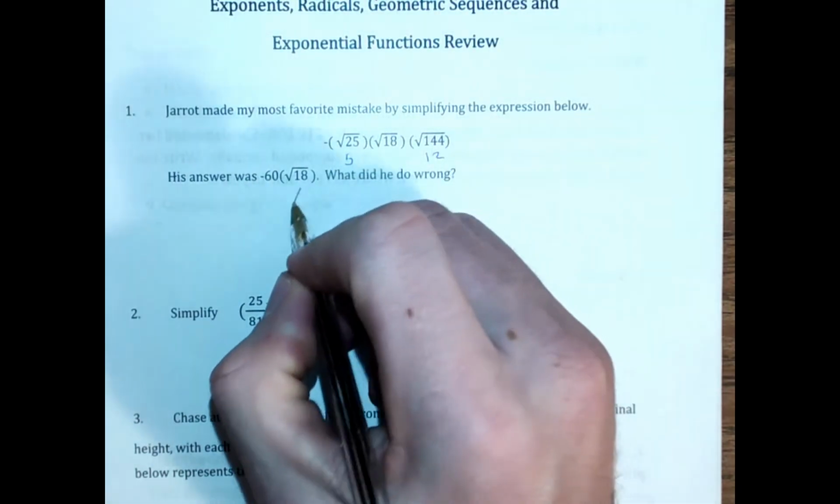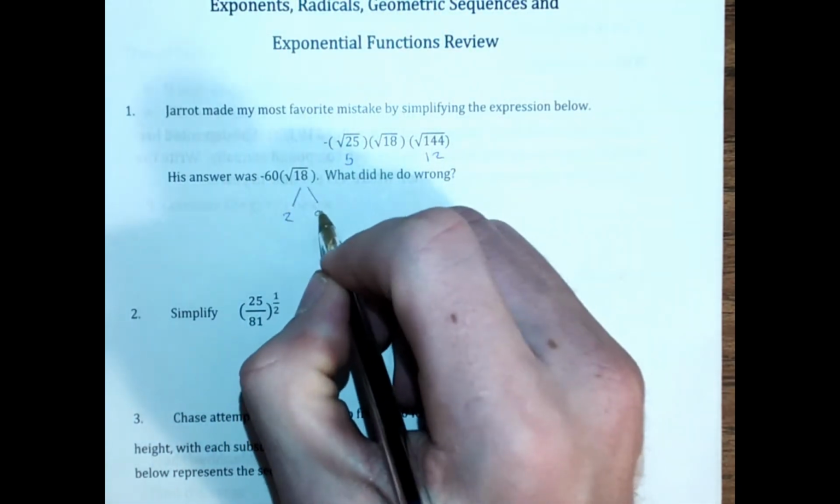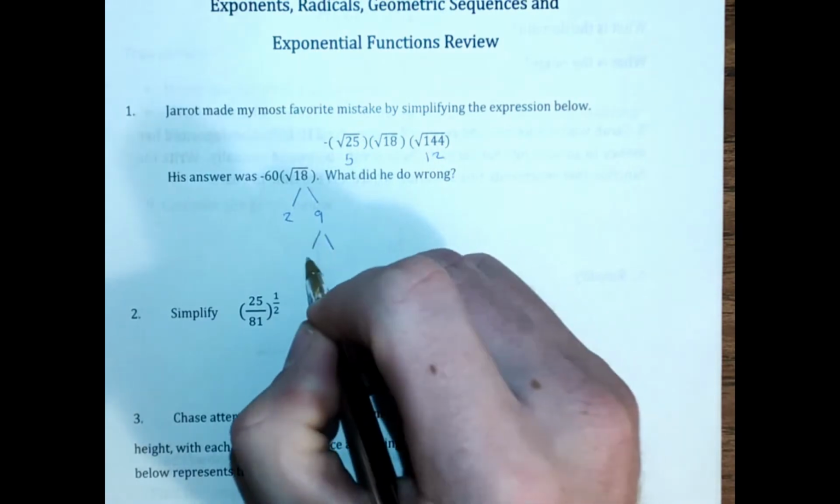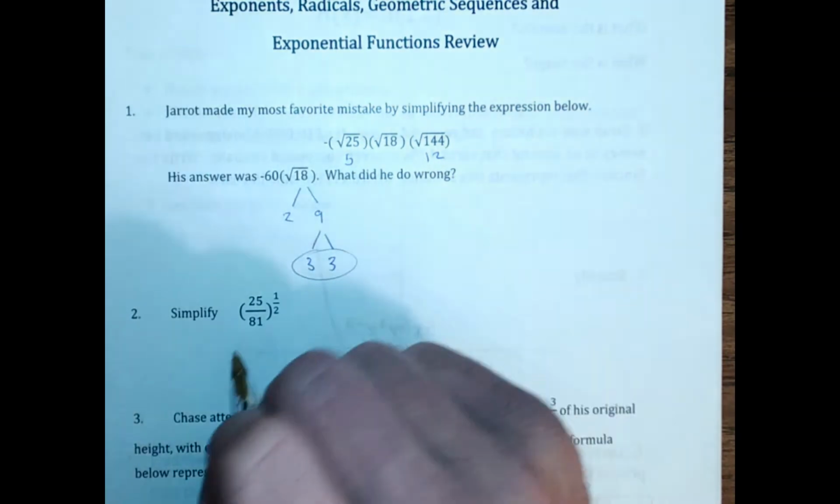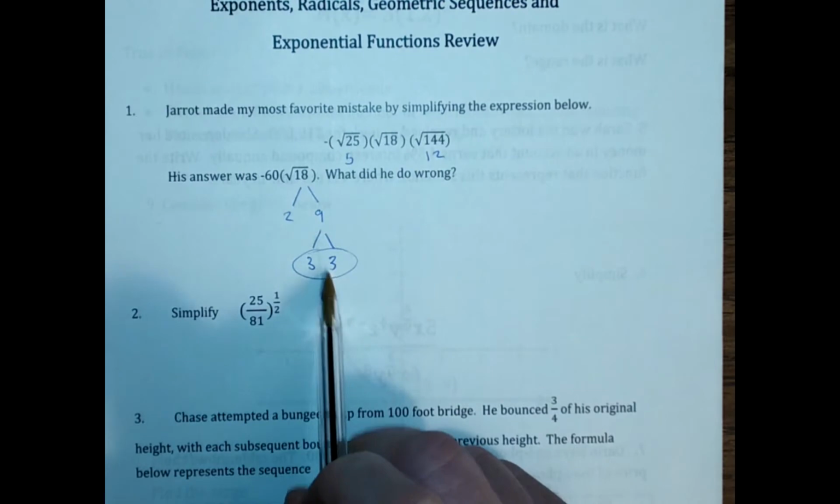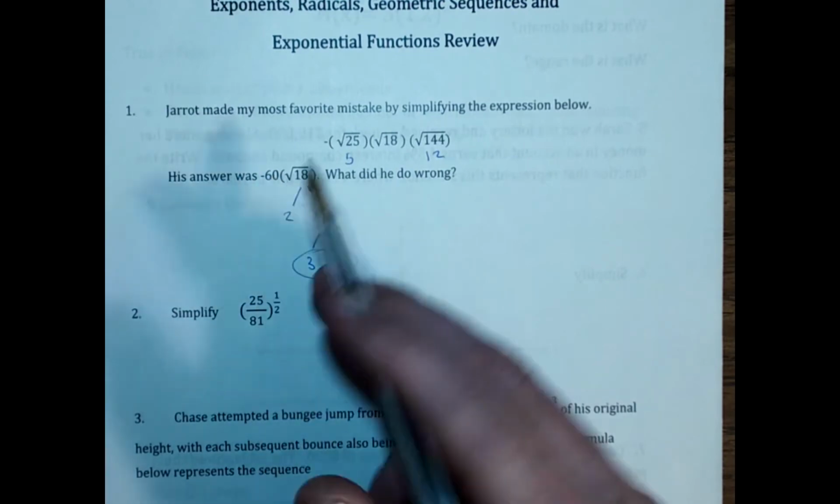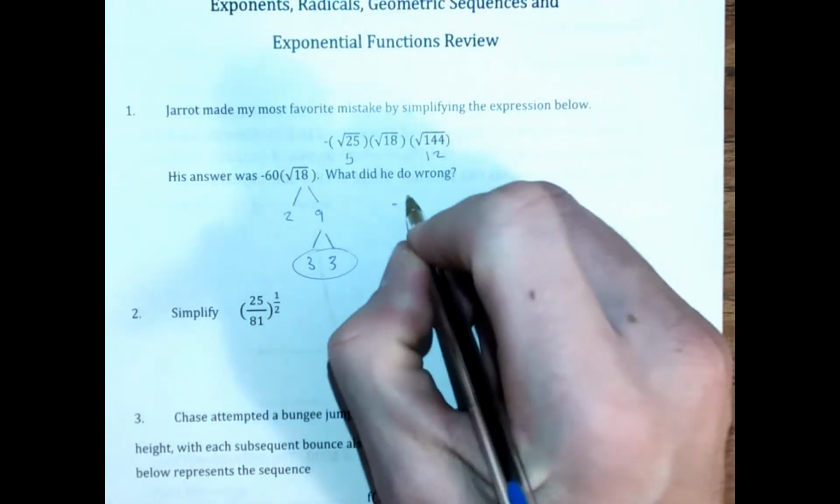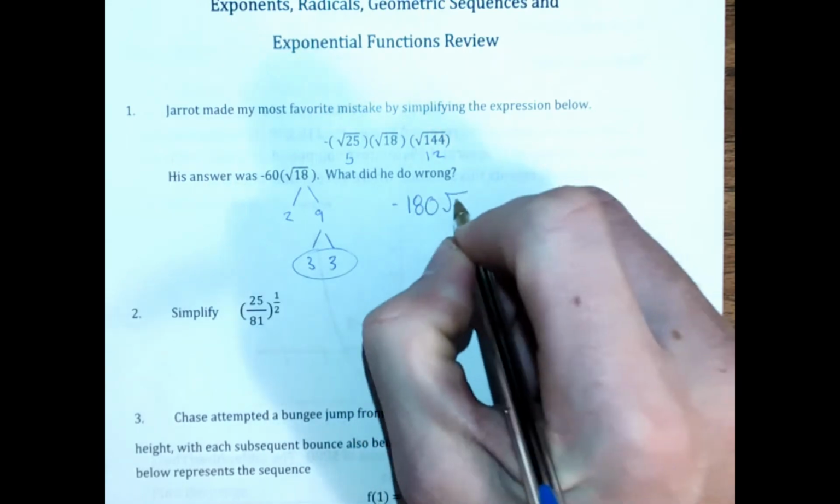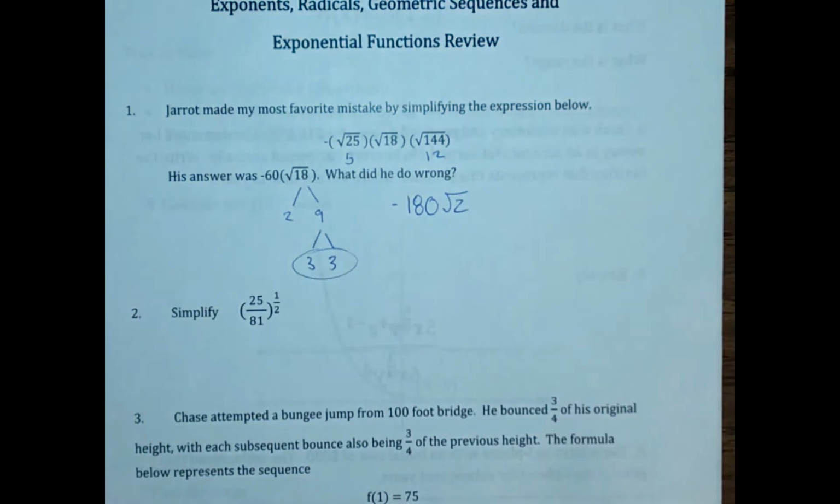What he should have done is broken down the 18, the 2 and a 9, and then if you need to, you break it down to 3 and a 3, and you see your double, and you know you're going to multiply negative 60 by 3 for negative 180 root 2 should be the final answer there.